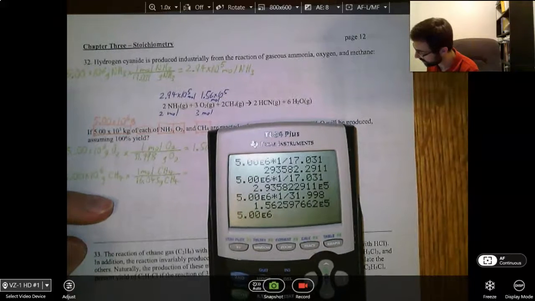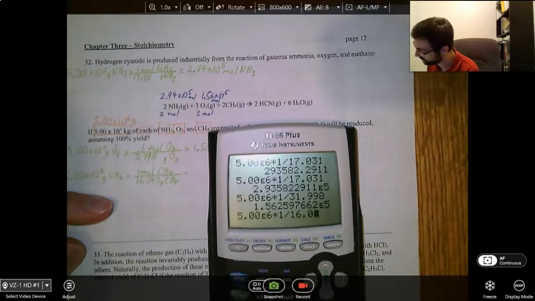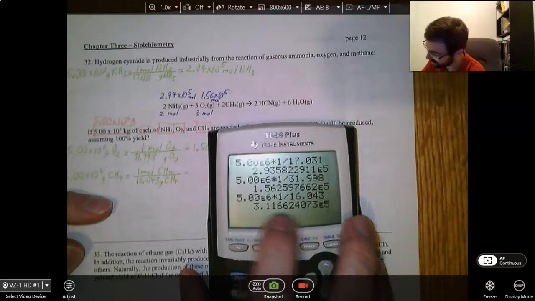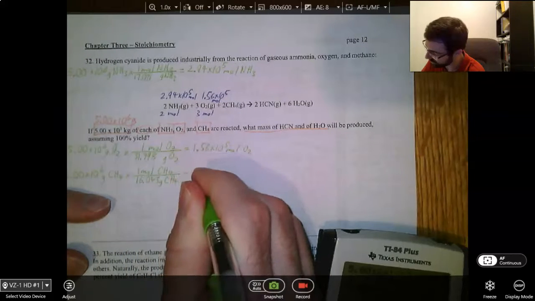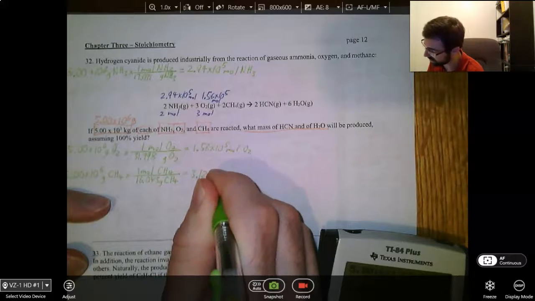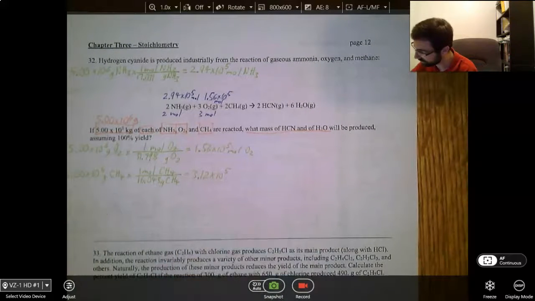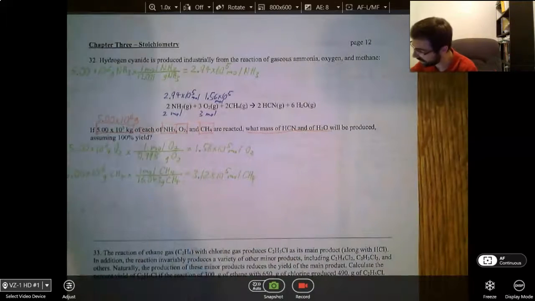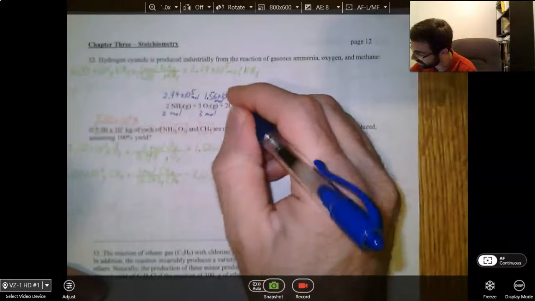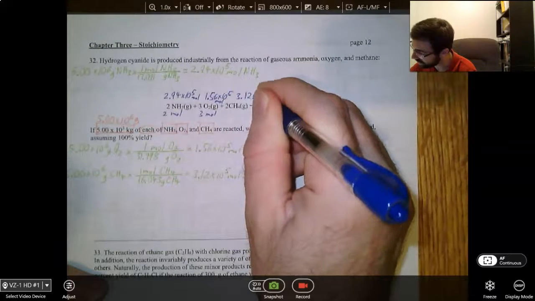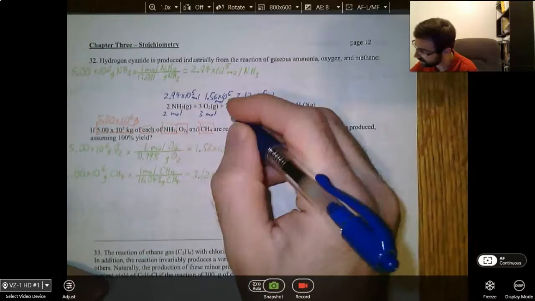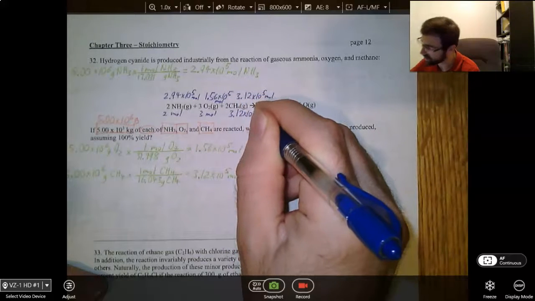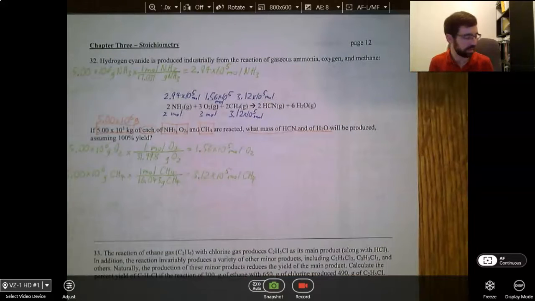And then finally, CH4 is going to give us 5.00 times 10 to the 6th times 1 over 16.043. We get 3.12 times 10 to the 5th, and that's moles of CH4. So up here I'm going to write 3.12 times 10 to the 5th moles. Okay. So we've got our setup.